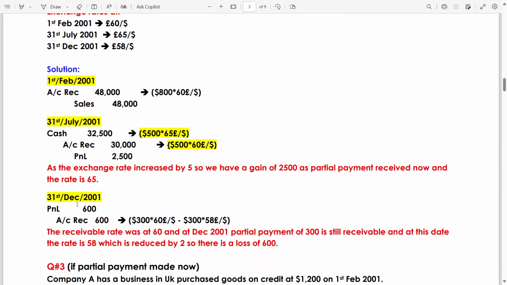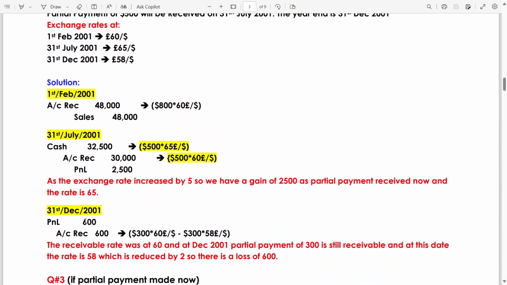Now 31st December, the exchange rate is 58. P&L debit, account receivable credit. Why is receivable credit? Because there is a loss of 2. How is there a loss of 2? Look, this is a very important case. This is a case of partial payment. It is 58 at the date of 31st December, but on 1st Feb it was 60. So from 60 to 58 there is a difference of 2.